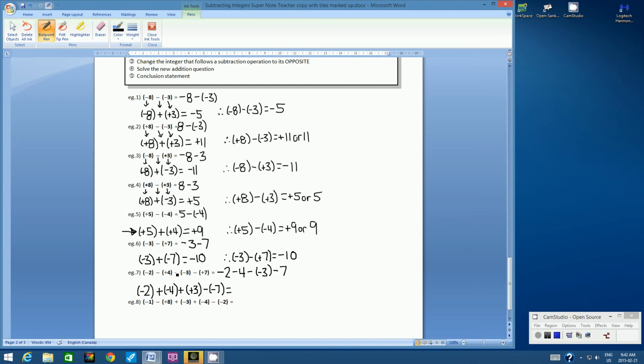Okay, so because every operation was subtraction, every integer after the first integer had to change to its opposite. So in this case, it actually is a little bit handier to draw those arrows. Okay, so what are we left with? 2 negative tiles added to 4 negative tiles. That's -6. -6 tiles combined with 3 positive tiles, that's -3. -3 tiles combined with, oops, sorry, this should be addition, my bad. Combined with -3 tiles combined with -7 tiles is -10.